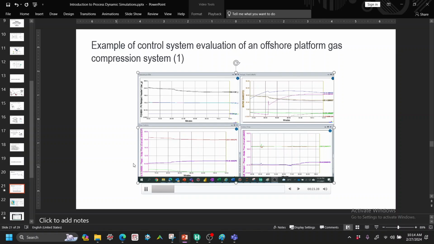So on the x-axis we have the time domain, right? And on the y-axis you can have everything. You can have the pressure, the flow rate, temperature readings, the liquid level, and so on and so forth. And this was done in HYSYS, so you can see how it looks.